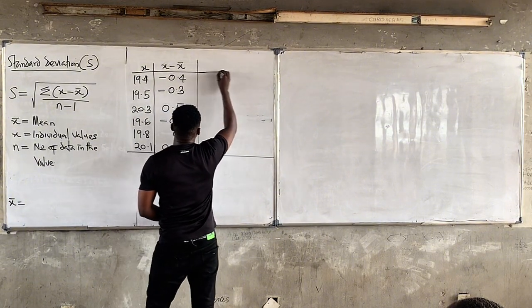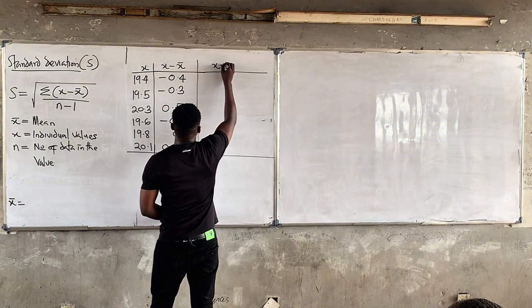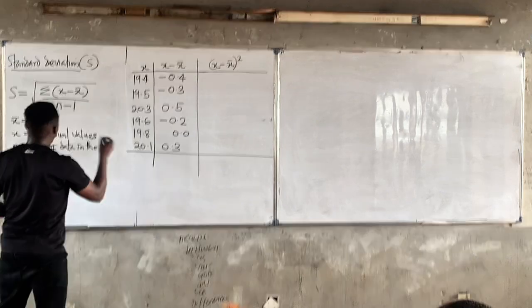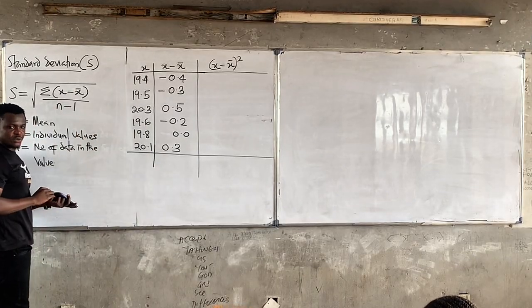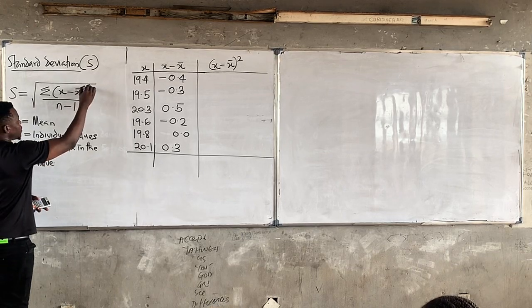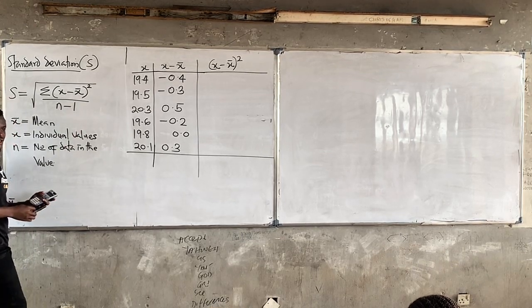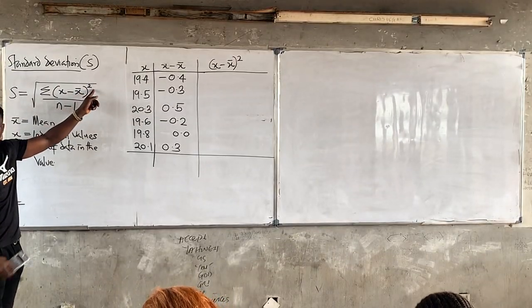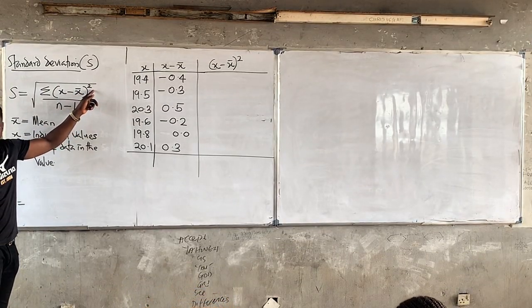The next column we are going to create is x minus x bar, squared. Please come back to the formula for standard deviation. There's always a power of 2 here. Please ensure you put that. This is the summation of x minus x bar, always to the power of 2. Okay?